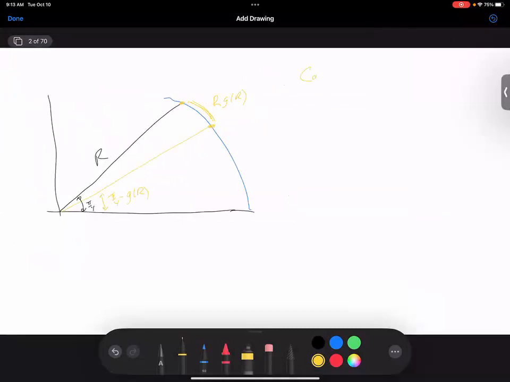So the contribution from the small arc is at most going to be the arc length times the maximum value, in absolute value. And that's going to be less than or equal to r g of r times 1.